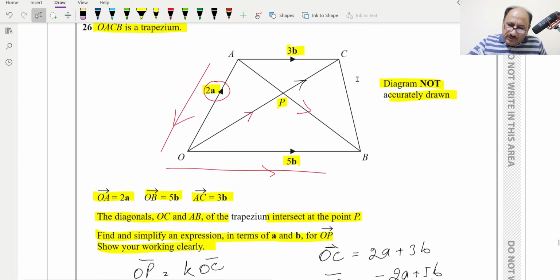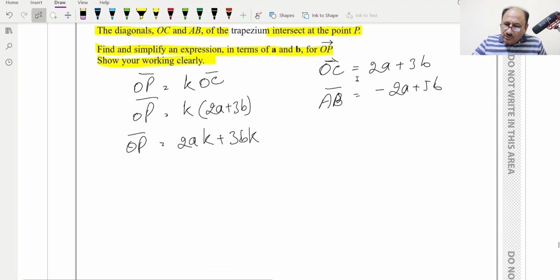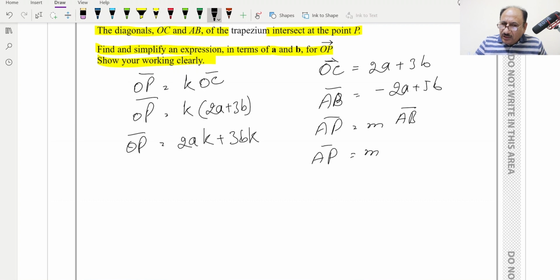And then AP will be this much. AP will be equal to M of AB. So we can write AP vector is equal to M of AB vector, and AB vector we already have. So we can write M into minus 2A plus 5B, and we can open this. So it will be minus 2AM plus 5BM.